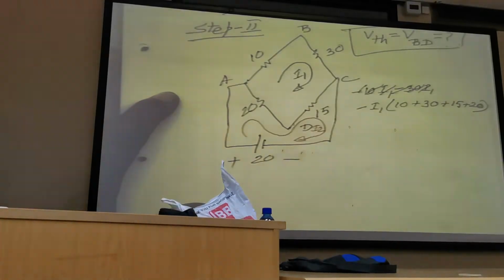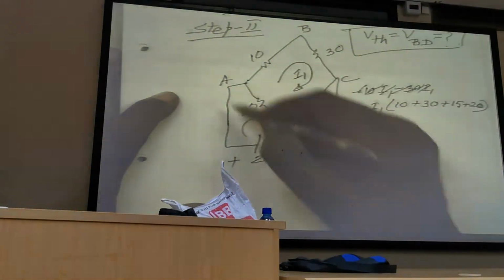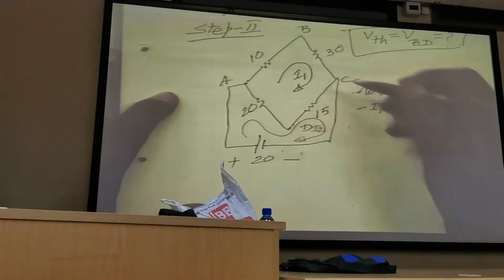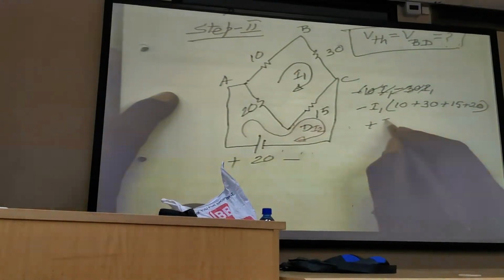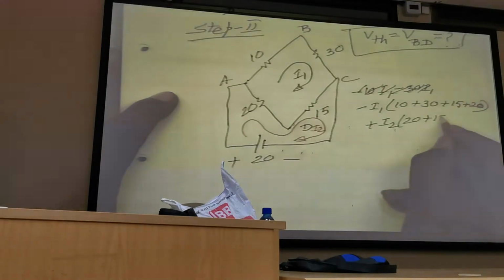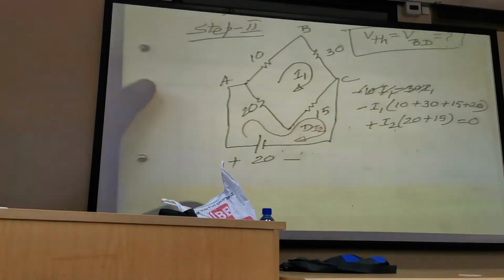Now, I2 is flowing in the other direction. I2 is also here, opposite direction. So it will be plus I2 times 20 plus 15 equal to 0. Clear or not? No, and then add 20 still, so what else is there? The 20 volts. Why must we add? We are in loop 1. We are not in loop 2.